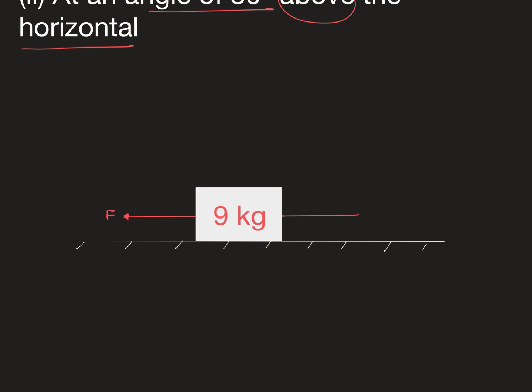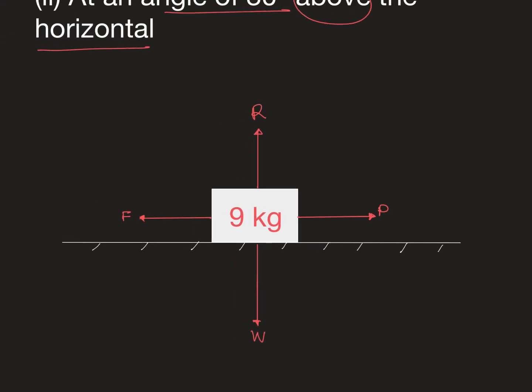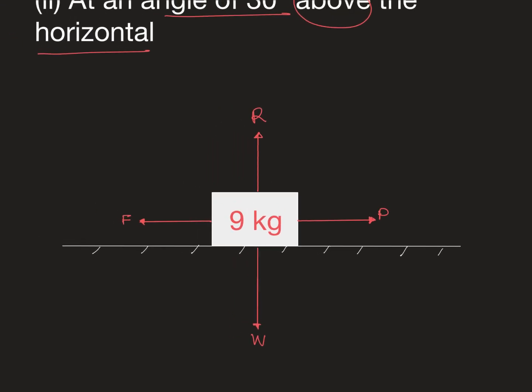We have the frictional force and we have the applied force P. And if we complete the diagram, we have a normal force and we have the weight. The normal reaction is R and the weight is W. Because no acceleration is mentioned in the question, this body is most likely in limiting equilibrium.